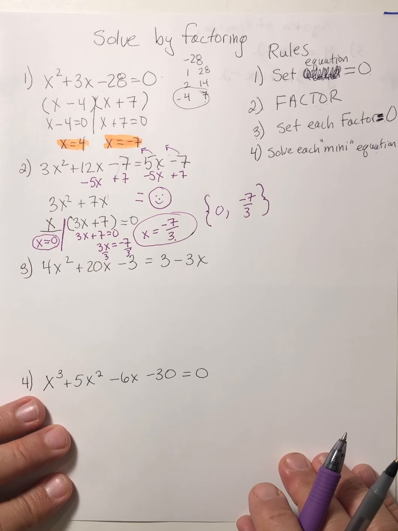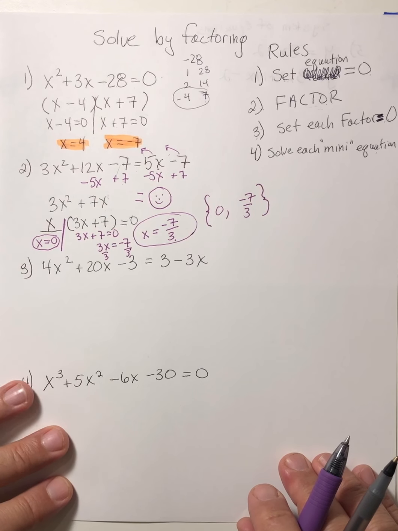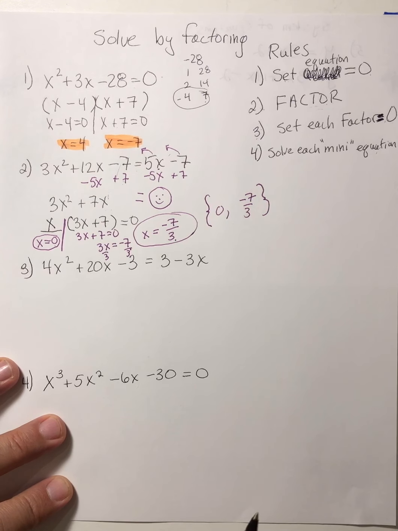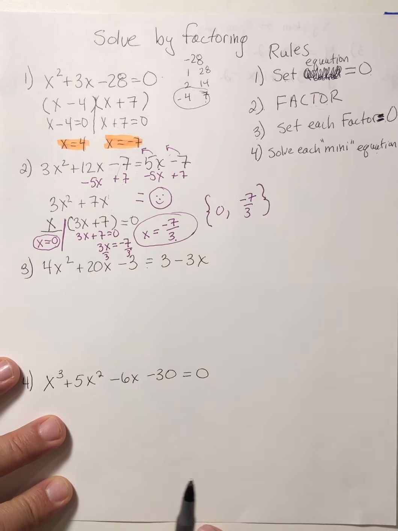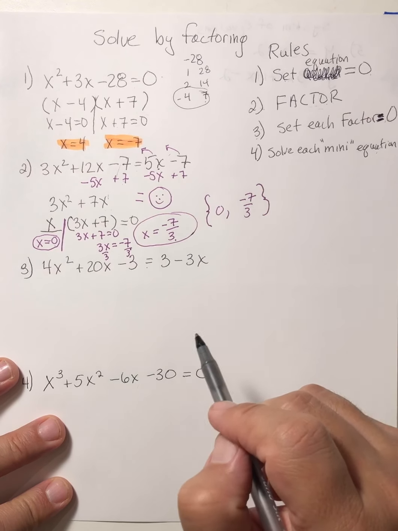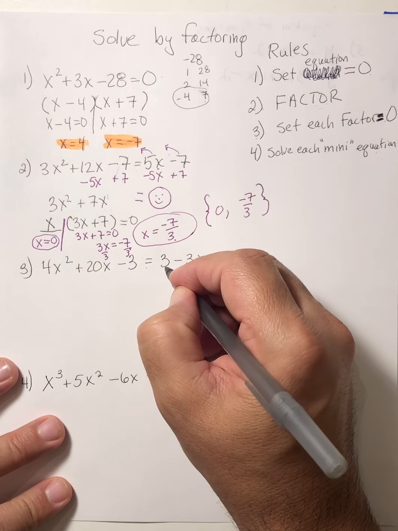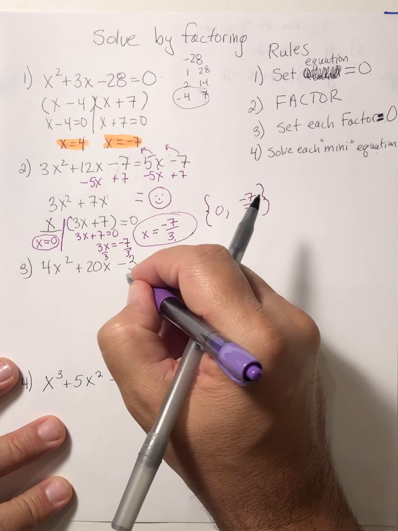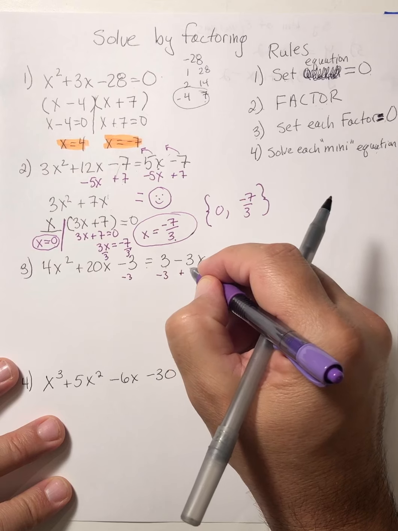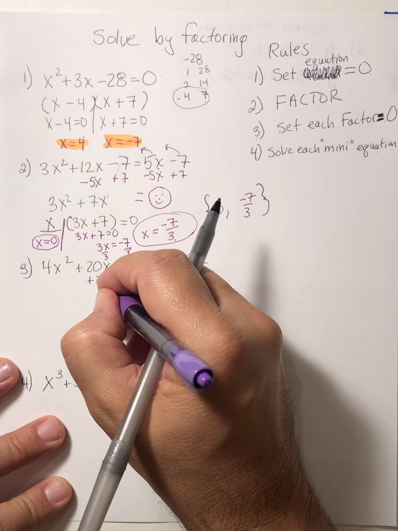All right, moving on. Number 4. There's your equal sign. Set it equal to 0. So what am I going to move? That's right, I'm going to move the 3 and the negative 3x. So I'm going to subtract the 3, and I'm going to add the 3x.